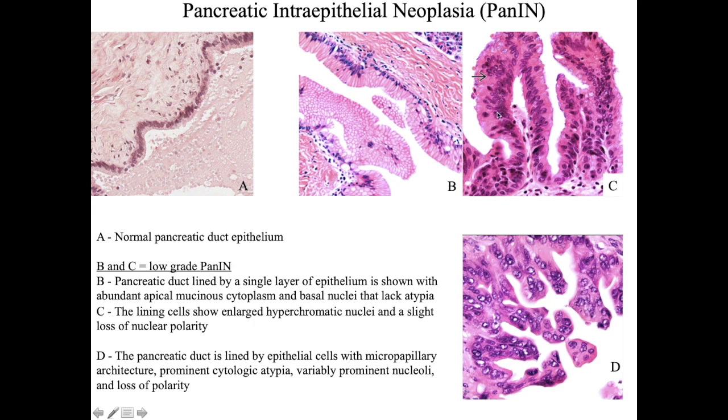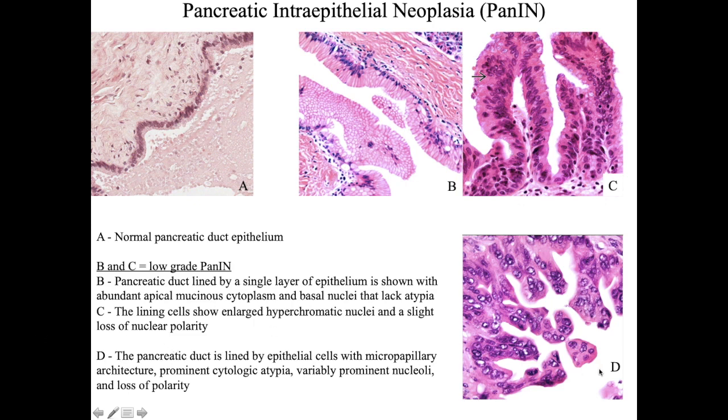Here's a little higher grade, but still low grade intraepithelial neoplasia, because the lining cells show large hyperchromatic nuclei. Remember we saw some focal areas like this, where they're stacking on top of each other. They're losing their orientation over here.